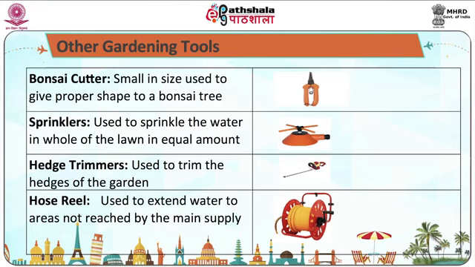Then comes hose reel. Hose reel is used to extend water to areas not reached by the main supply of the pipe. You can see the pictures of these tools, through which you will clearly understand them.